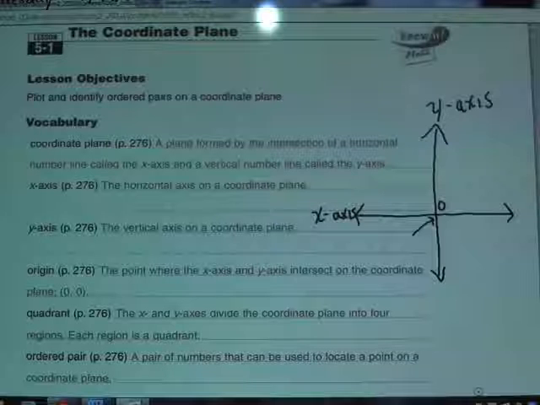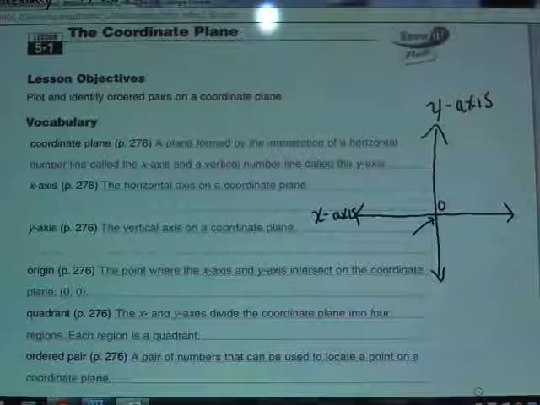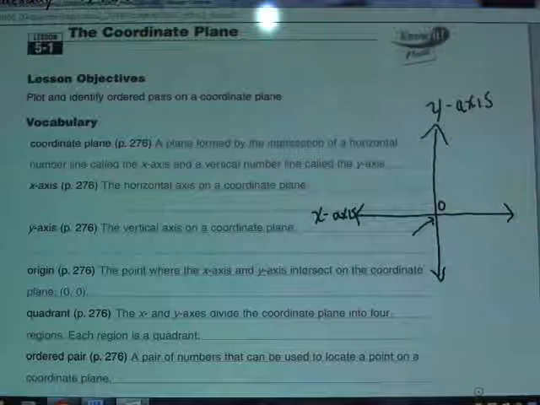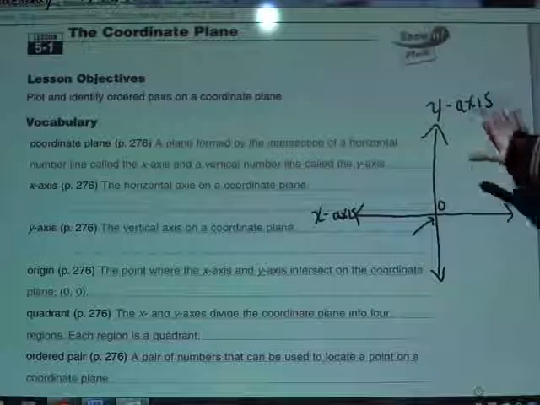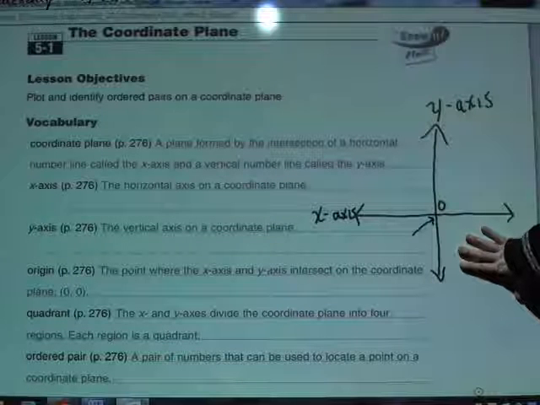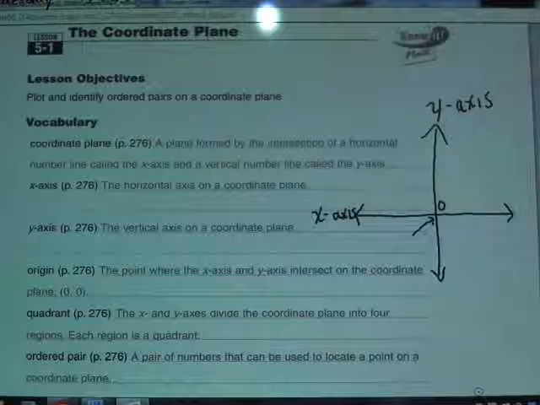Quadrant is the x and y axes dividing the coordinate plane into four regions. Each region is a quadrant. So what you have here are four different quadrants. Quadrants are simply a way we can name the location of any point on the coordinate grid.